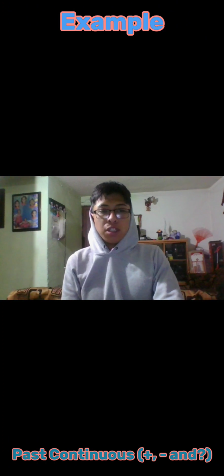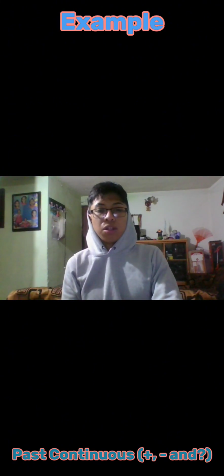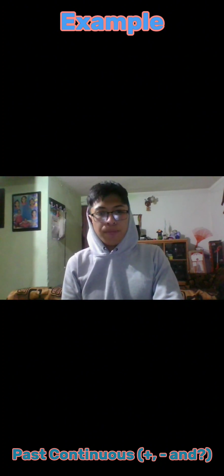Continuous. Positive, negative, interrogative. For example, positive: We were studying for the exam. For example, negative: She wasn't working yesterday. For example, interrogative: Were they watching a movie?